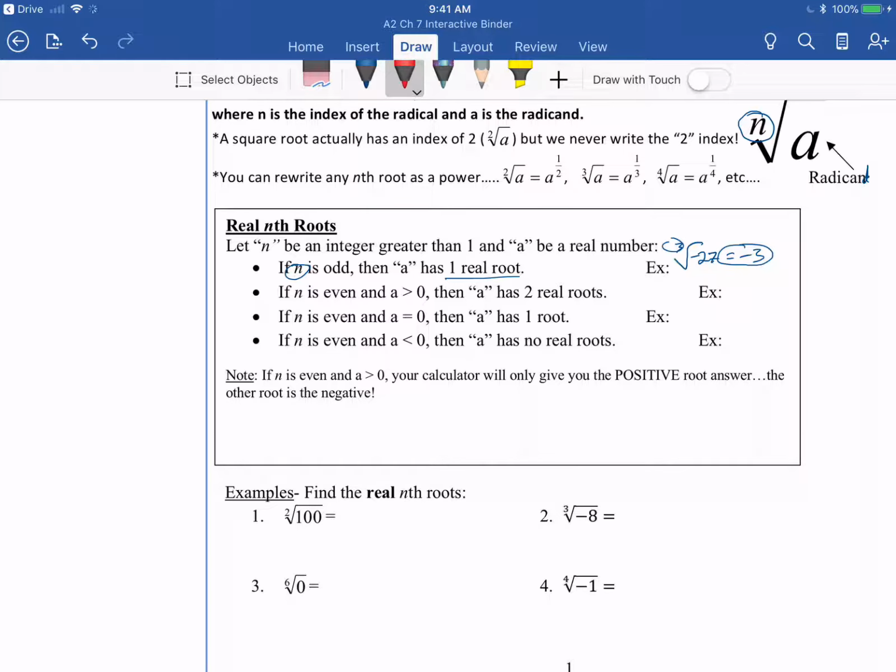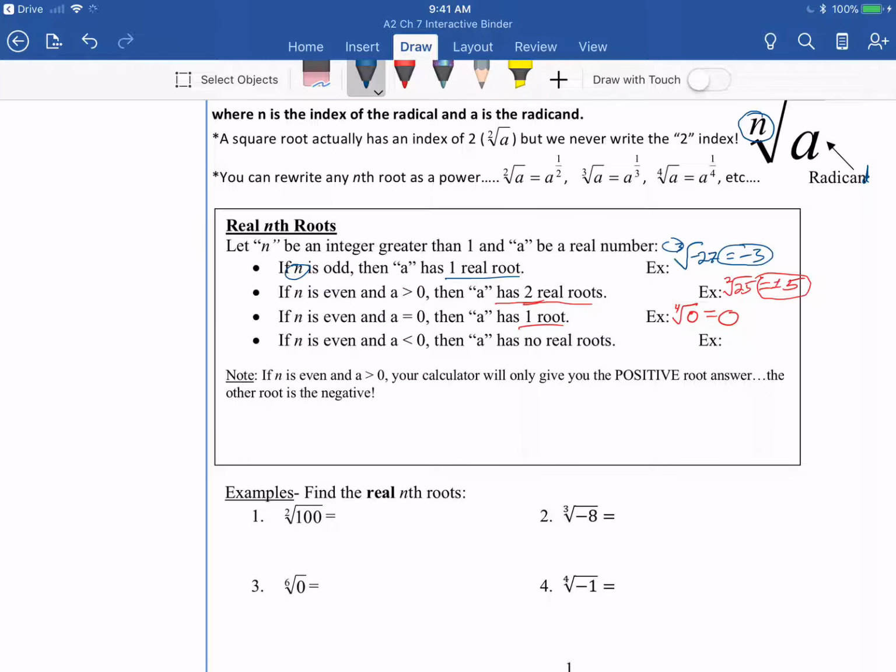Alright, so now if we go on, if n is even and a is greater than 0, you have two real roots. So that's kind of like the example we talked about already. Let's look at like the square root of 25. Okay, the square root of 25 is 5, but it's also plus and minus 5 is where you get those two answers. Alright, so if n is even and a is equal to 0, so like let's say we have the fourth root of 0, the fourth root of 0 is just going to be 0, it's one real root.